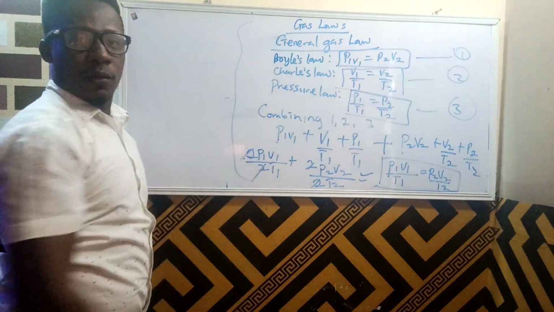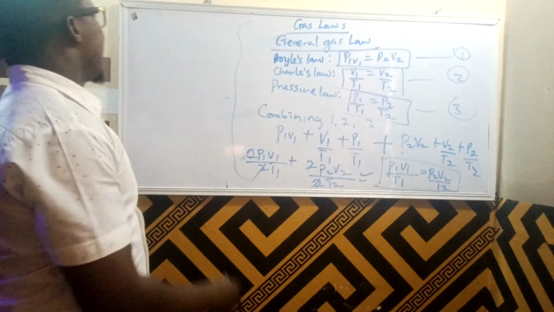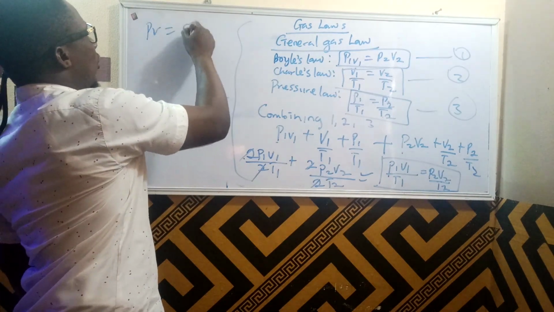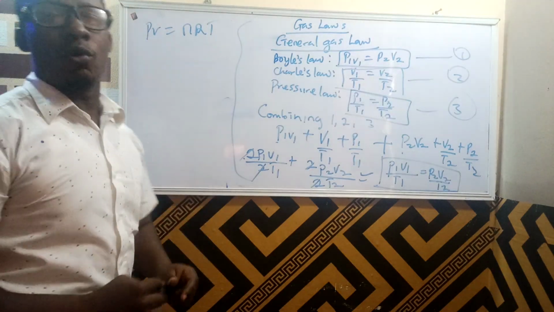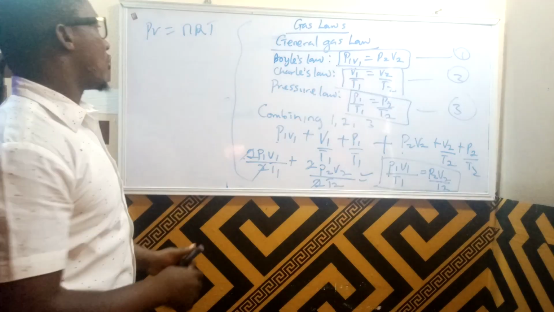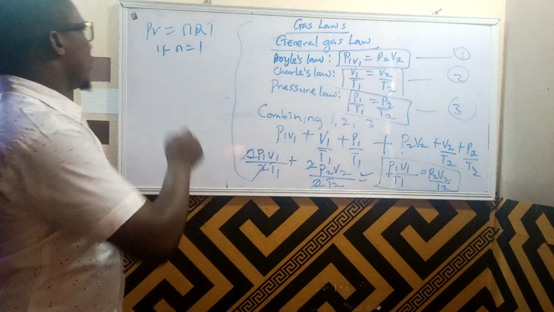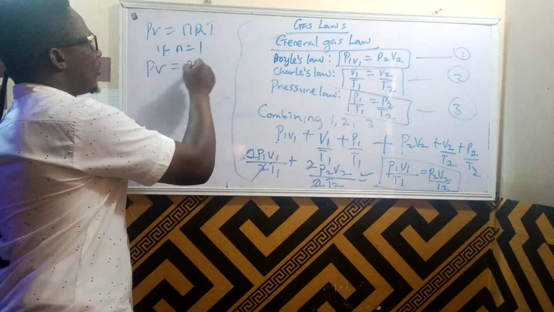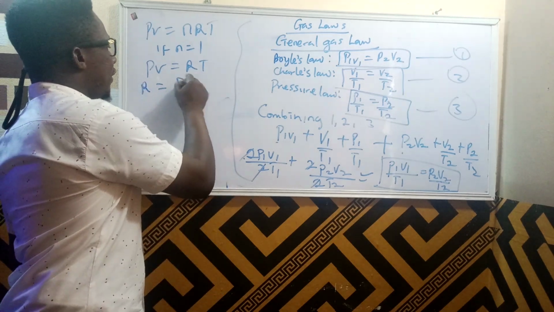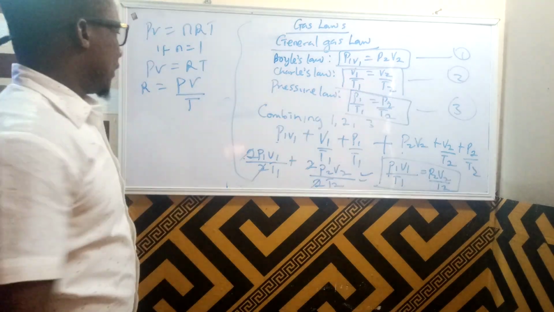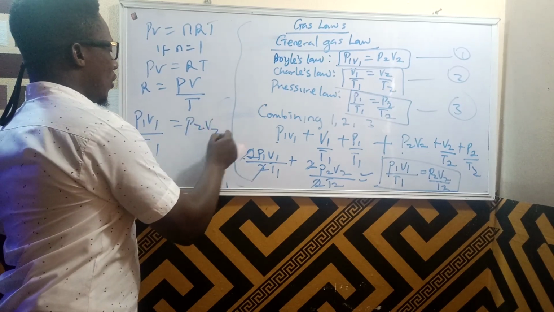Then let me quickly put out something again. You can get that equation again from the ideal gas equation. The ideal gas equation is PV is equal to nRT, right? Now in the general gas law, we assume the amount of substance, the number of moles n, to be equal to 1. So if n is equal to 1, you can say PV is equal to RT. Then R is a constant. That means R is equal to PV over T. Then you can say P1 V1 over T1 is equal to P2 V2 over T2.